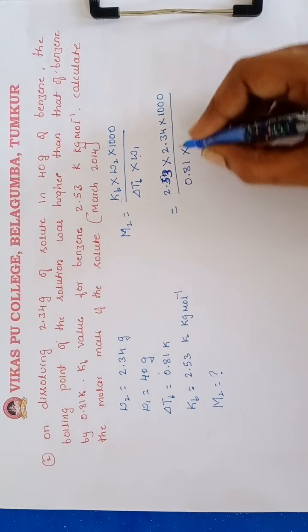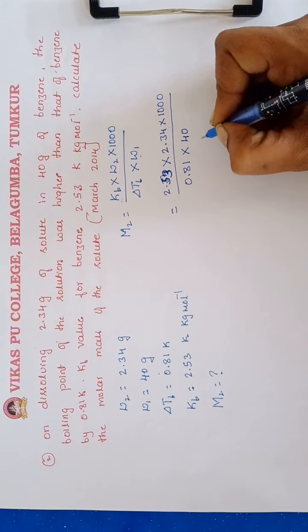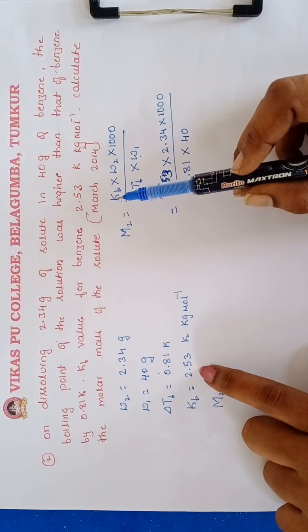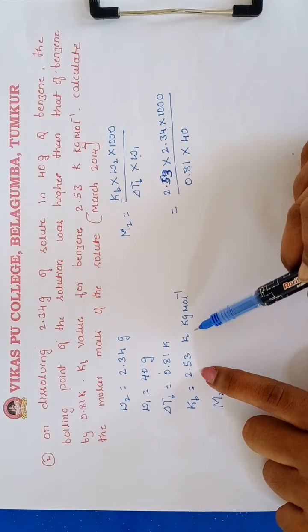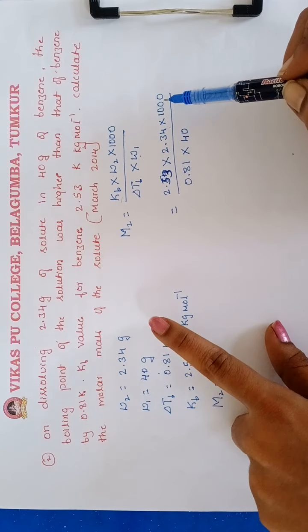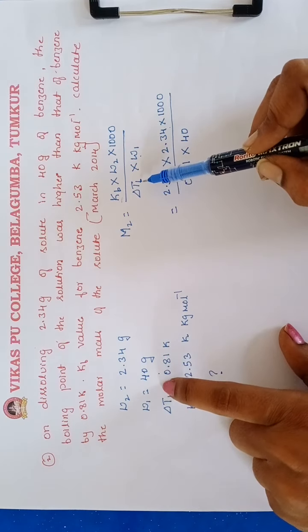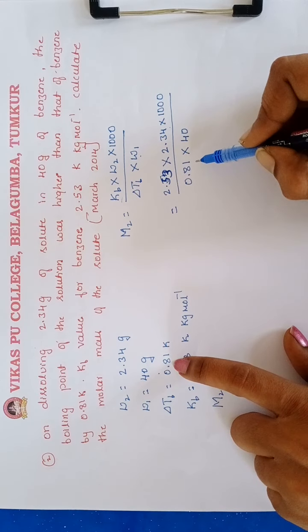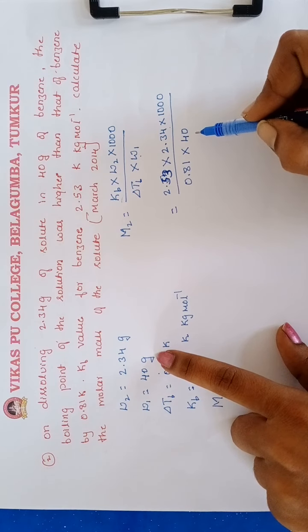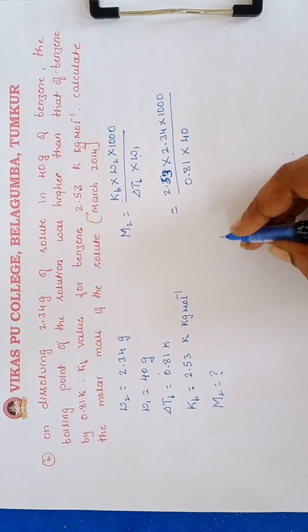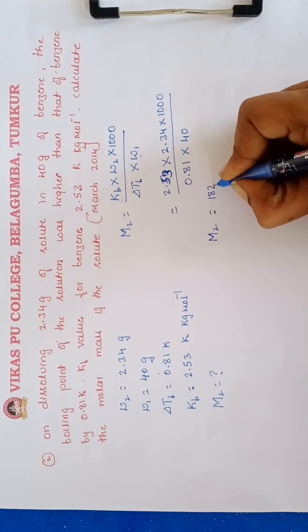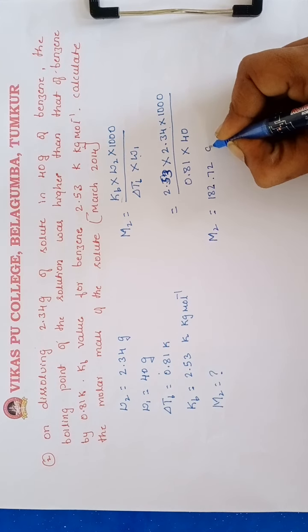W1 we need, that is 40. W1 is 40, it is given. Then we should calculate here the Kb value. The Kb value given is 2.53 Kelvin kg per mole. W2 is 2.34 into 1000, divided by delta TB, the increase in the boiling point, 0.81, into W1, that is 40. Then we should calculate this. We get that the molar mass is equal to 182.72 gram per mole.